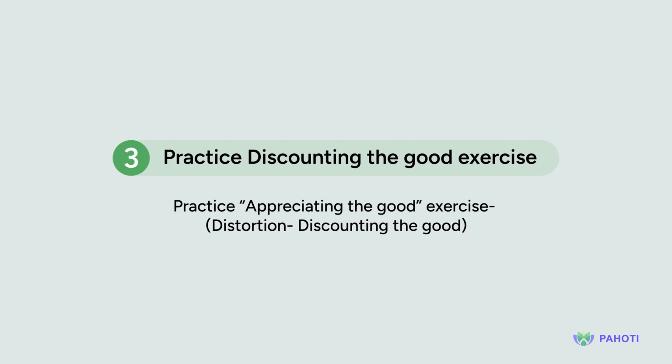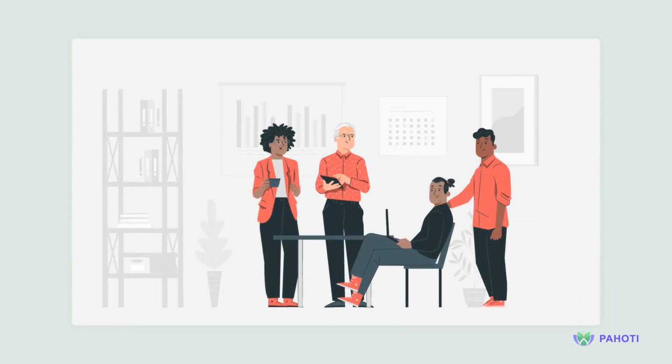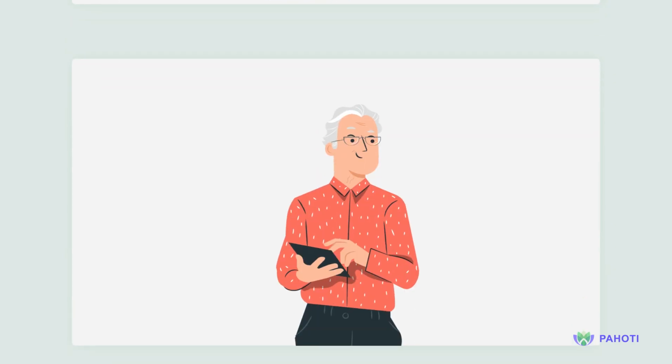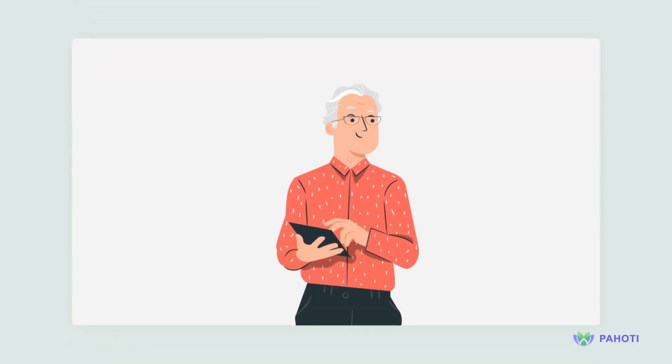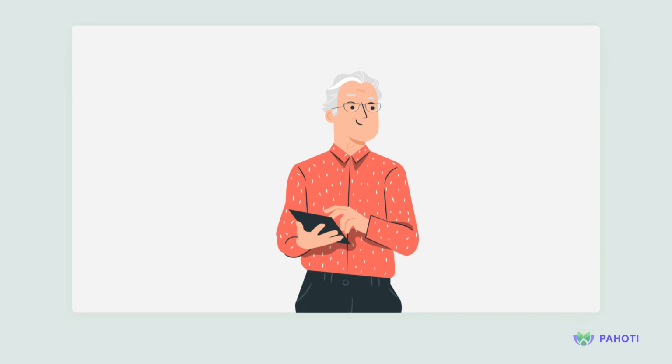Practice appreciating the good exercise. Your colleague or subordinate has not been productive recently, and you are feeling irritated. Lots of thoughts are coming to your mind about his inefficiencies and incompetencies. You are also imagining his motives or intentions as not being aligned with the company's goals.